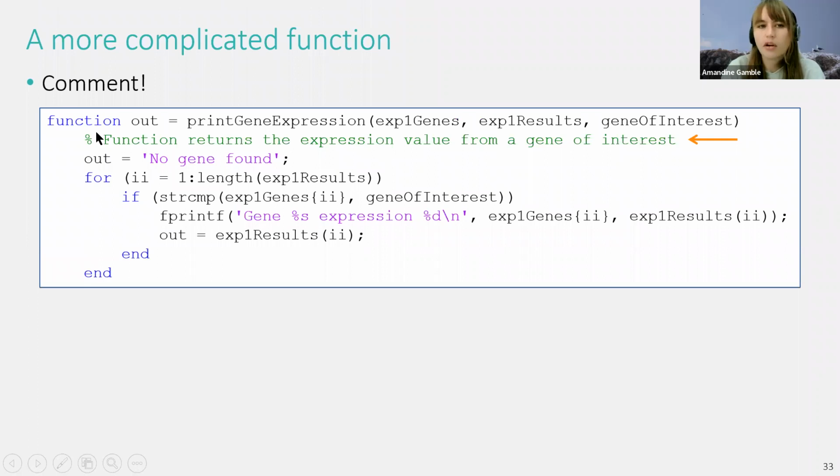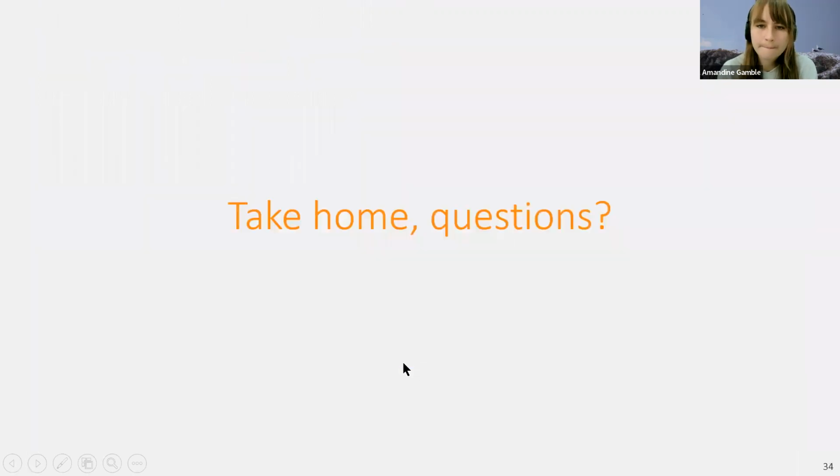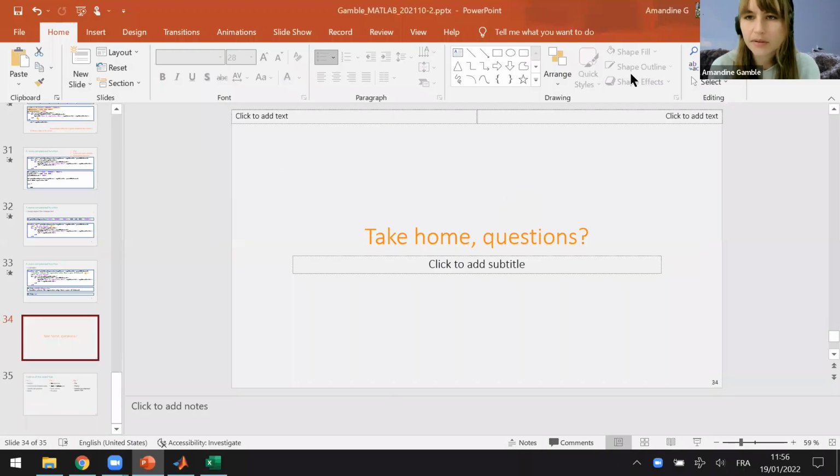As I was saying, put comments. So if you use a function later, or if someone else uses it, they know what happens, and you can access those comments easily with the help function. It works for the comments that are written just after the definition of the function. And okay, that's it for today. So it was better timing than yesterday.